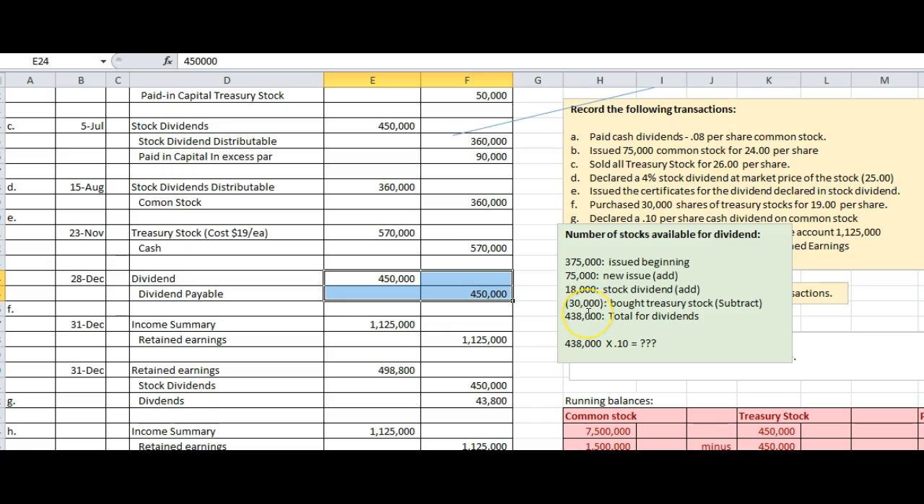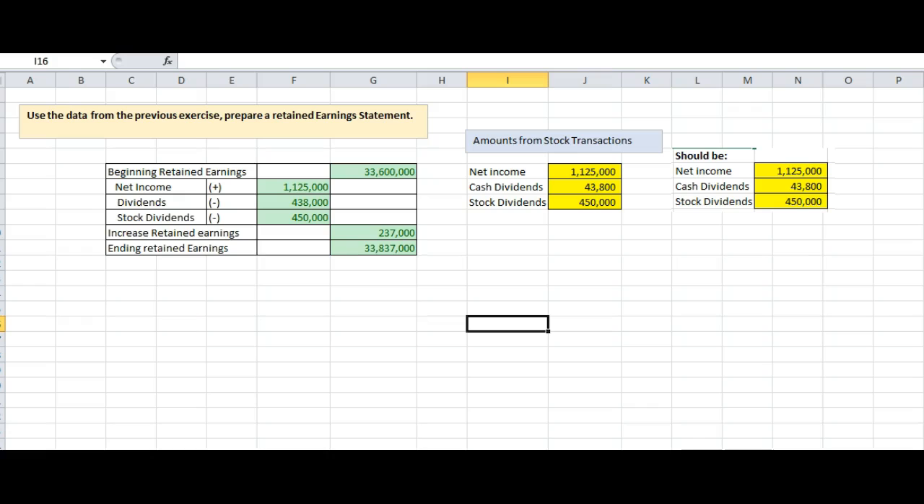You got to the stocks, 438,000. What you didn't do, or what we didn't do, the next step would have been multiply that times 10 cents per share, which would have changed this to 43,800. And that would have corrected over here on retained earnings.